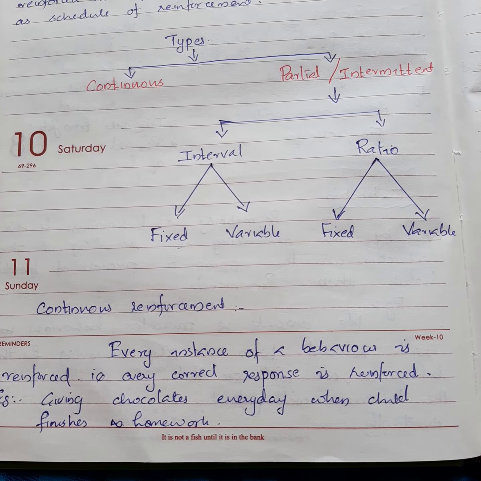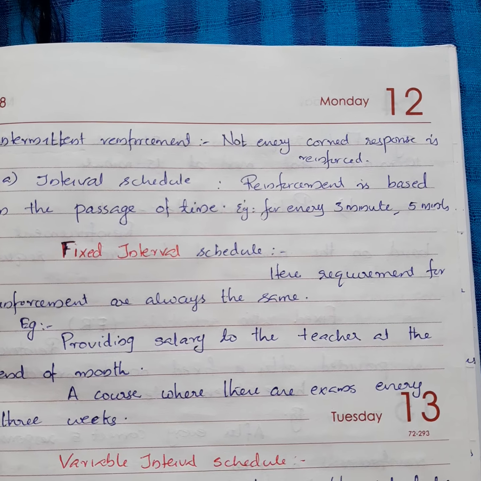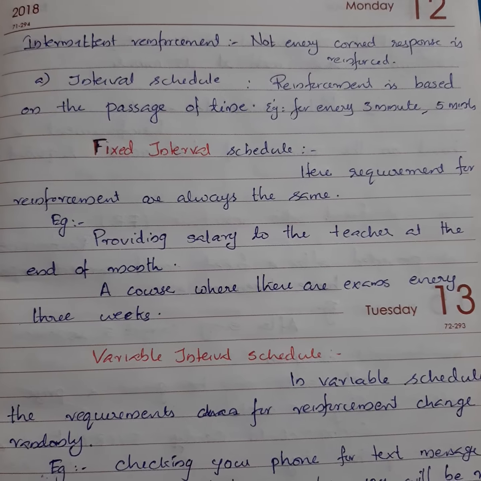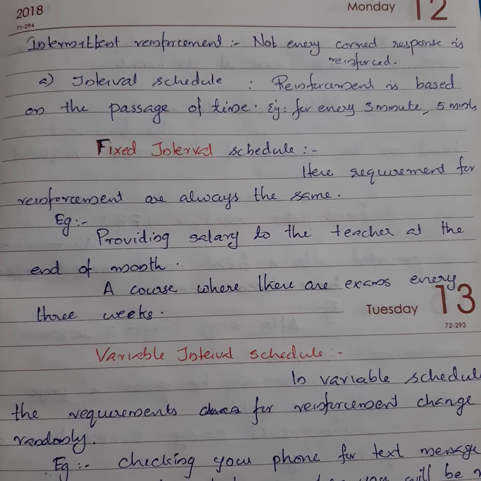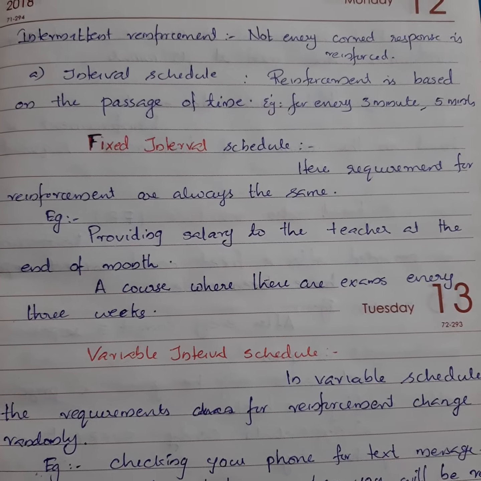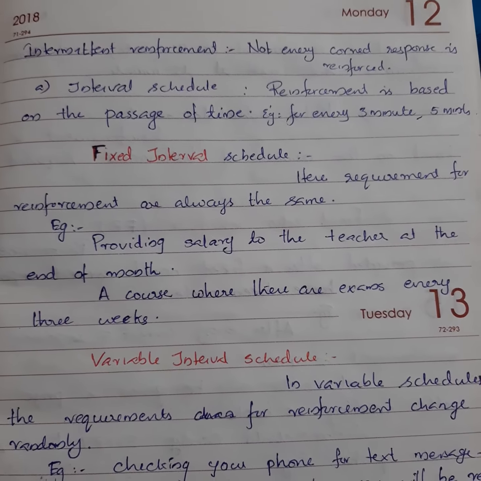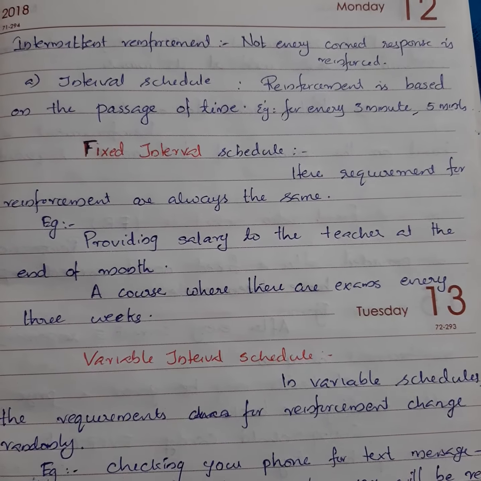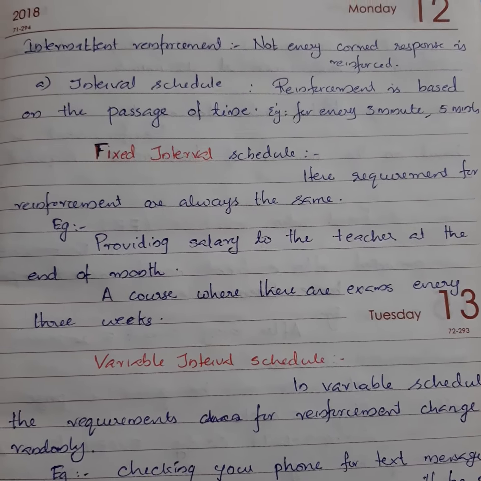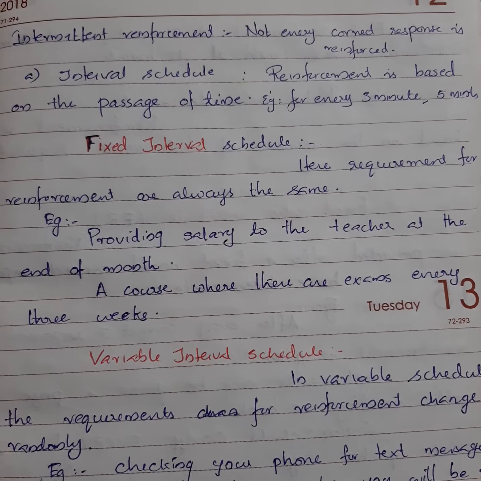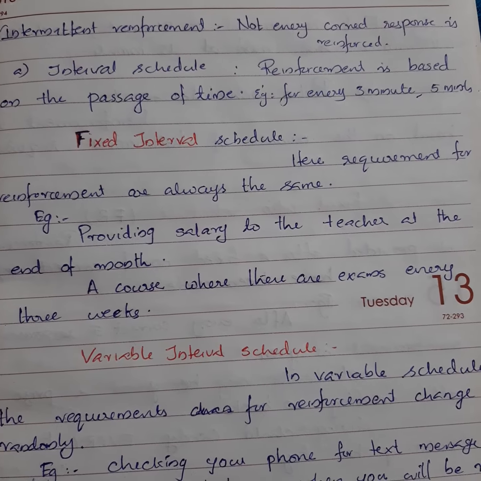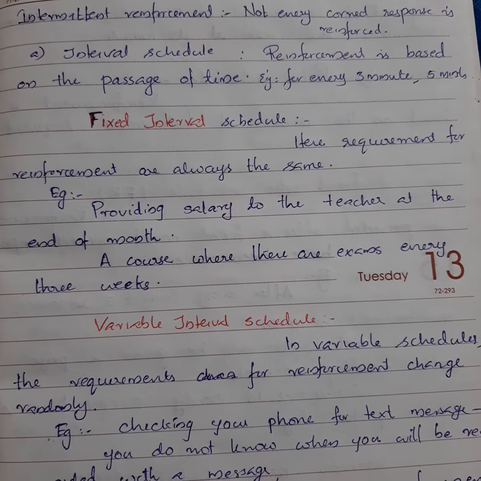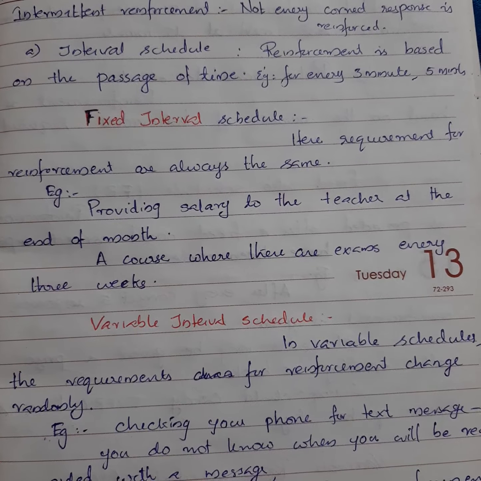Whereas in intermittent reinforcement, not every correct response is reinforced. Intermittent reinforcement is further classified into interval schedule and ratio schedule. In the case of interval schedule, reinforcement is based on the passage of time. For example, every 3 minutes or 5 minutes, reinforcement is provided. Here, the length of time between reinforcers is considered. Interval schedule is again classified into fixed interval schedule and variable interval schedule.